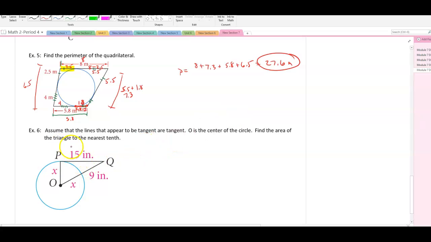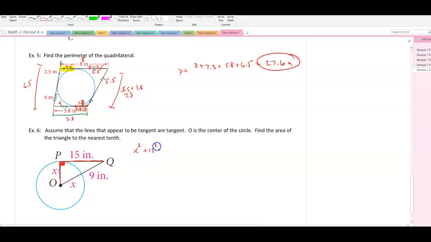Now, in example 6, assume that the lines that appear to be tangent are tangent. O is the center of the circle. Find the area of the triangle to the nearest tenth. Well, to find the area, I have to know right away that this radius and this tangent create a right angle, giving me a right triangle. So in order to find the area, I actually have to find the length of the radius. Okay? Well, if that's a right angle here, what can I use to find x? I can use Pythagorean theorem.